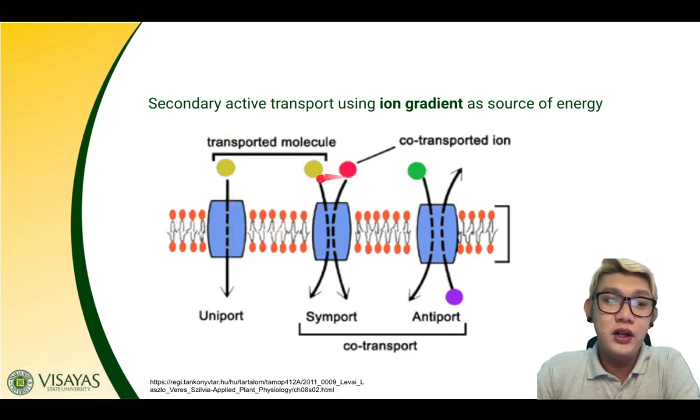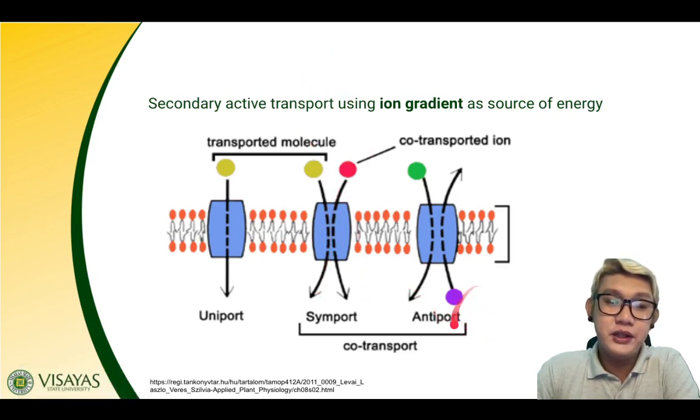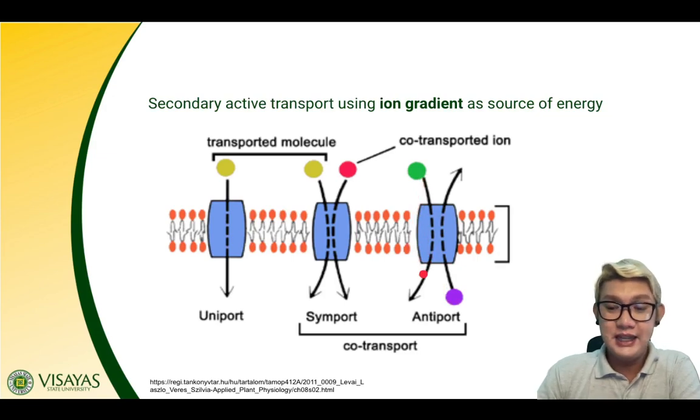There are also what we call co-transport, symport and antiport. Symport is when an ion, because of the higher concentration of ion here, is transported inside, and with that, a molecule is co-transported with it in the same direction. However, an antiport is when a co-transported ion and a transported molecule through the ion gradient are transported in opposite directions.